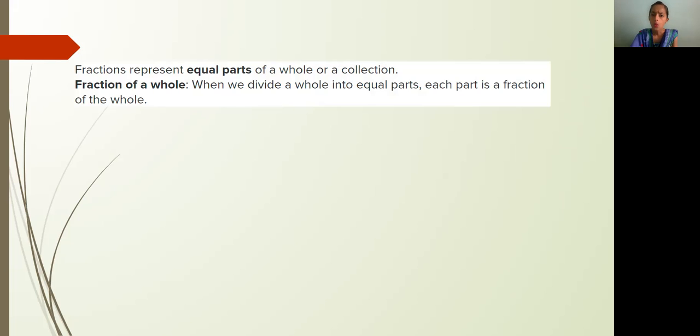Fraction of a whole. When we divide a whole into equal parts, each part is a fraction of the whole. It means a fraction represents equal parts of a whole. A part of a whole means we divided the whole into equal parts. Each part is called a fraction of a whole.